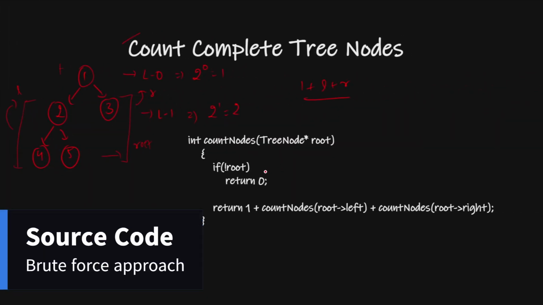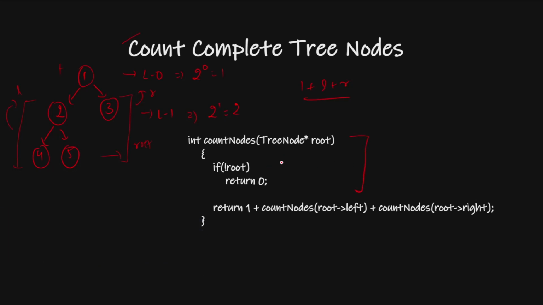So this is our code, and what we are doing here is for a general binary tree. If our root is null, then we will return 0. Otherwise, we will add 1 for our root and find the number of nodes we have in the left subtree and the number of nodes in the right subtree. If I do a simple dry run, we can see how it goes.